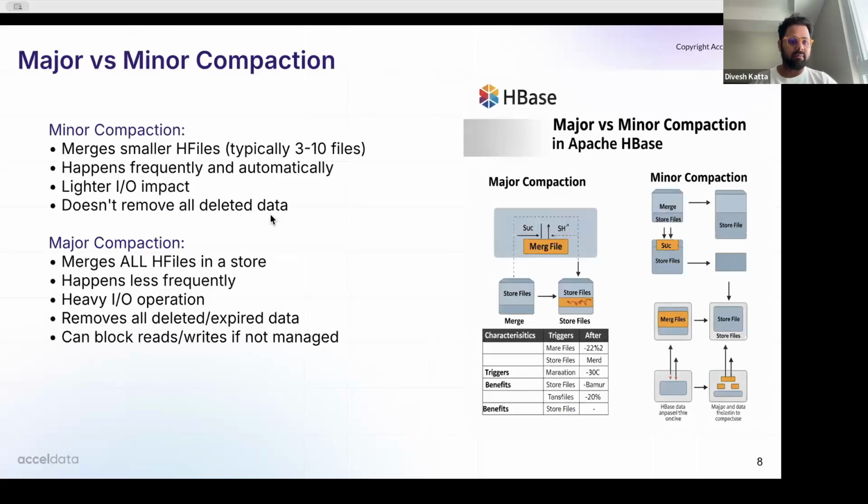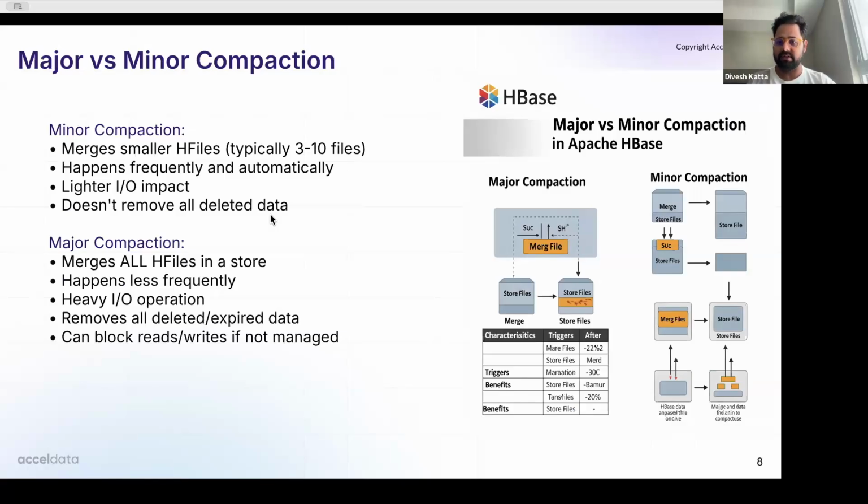Major versus minor compaction. Understanding the distinction is crucial because they have very different performance impacts. Minor compactions are like daily tidying up: frequent, lightweight, minimal disruption. Major compactions are like spring cleaning: thorough but potentially disruptive. The default major compaction schedule runs every 7 days regardless of your data pattern.